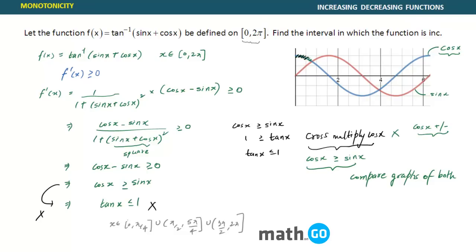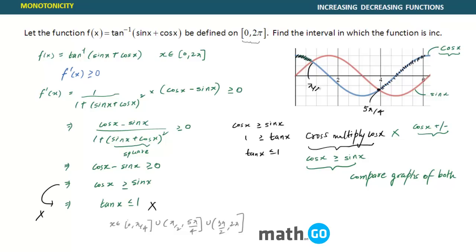How do you compare which is greater? Just see which graph is above. From this point to this point, the red graph is above, that means sine is greater. Then again in this particular region, the cos graph is above. So you find the intersection of sin x and cos x. We know that they intersect first at pi by 4, and the next point of intersection is at 5 pi by 4, where both are equal, right?